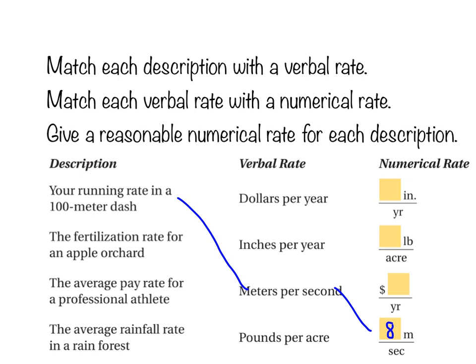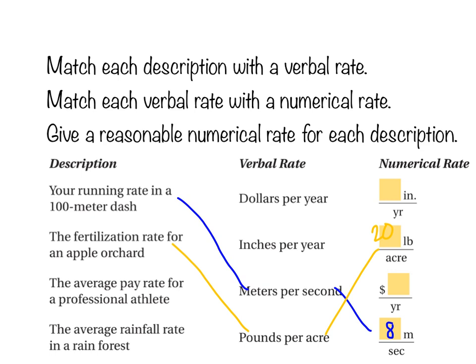The second one says the fertilization rate for an apple orchard. So if I was applying fertilizer to an apple orchard, it wouldn't be dollars per year, although the fertilizer does cost money. It wouldn't be inches by year because that's not how fertilizer is measured. It'd be pounds. I'd buy fertilizer in bags, obviously for pounds here. And pounds per acre would be this one up here. And maybe I'm applying 10, 20 pounds per acre maybe. It depends on how big your apple or how many trees you have per acre.